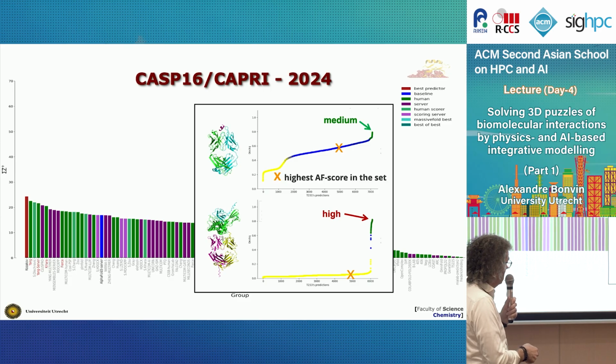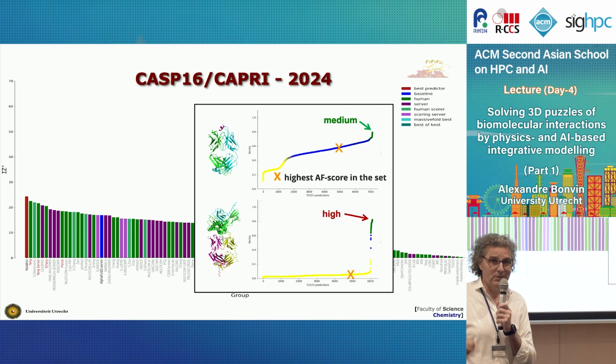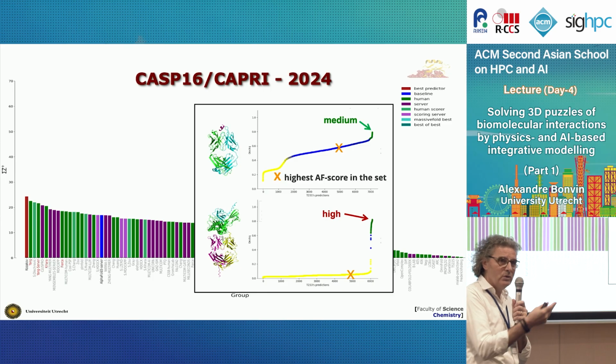And this is even worse. In this case, the best scoring model according to AlphaFold is a wrong model, but in the data sets there were high quality models. And we were not able, or the community was not able, to pick those out, okay?